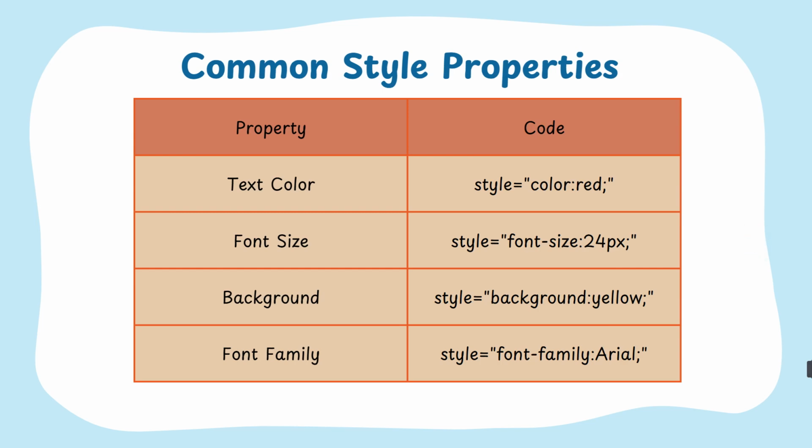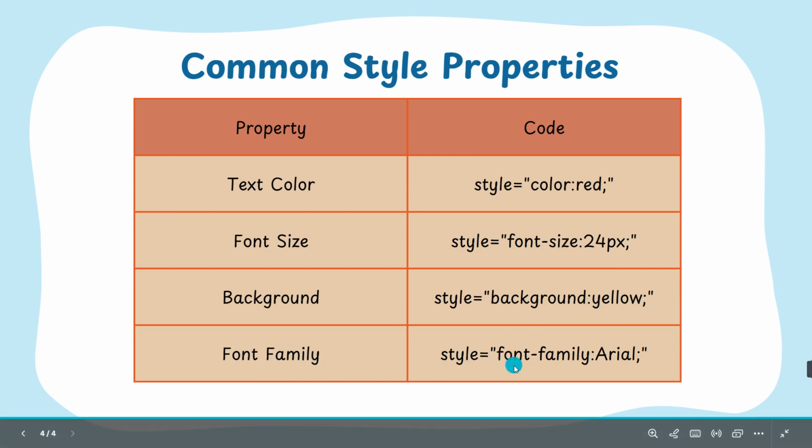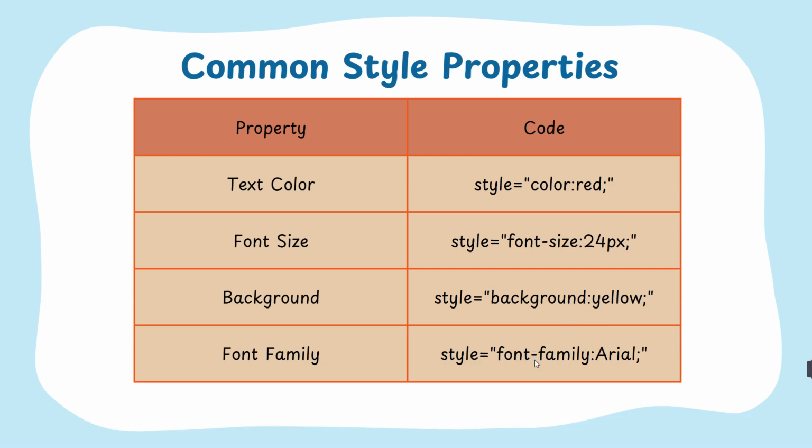So let's look at some of the common style properties. The color changes the text color. Font size changes how big the text is. Background changes the background color. And font family changes the font style. These properties are written inside the style attribute and each one ends with a semicolon, as you can see here.